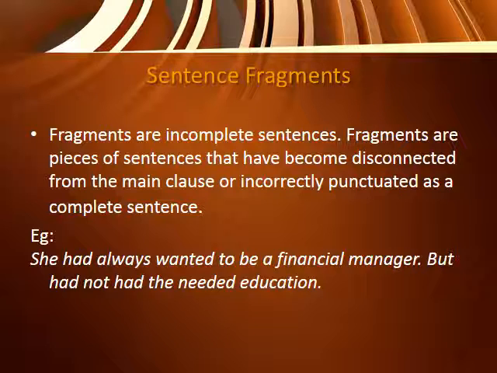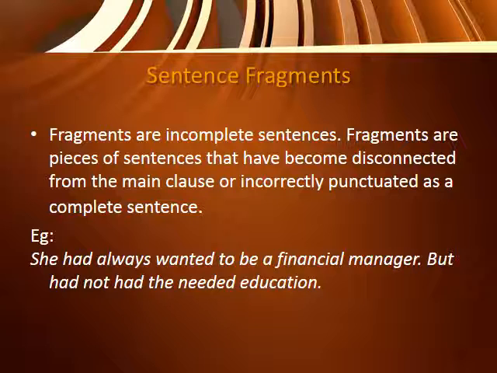A lot of times this is probably one of the most commonly seen errors when I am looking at students' work and critiquing them. As an example: she had always wanted to be a financial manager, but had not had the needed education. So you need to look at each one of your sentences when you write. You can't just write, and be done, and then send it. You have to go back and read and reread all of your sentences to make sure that all of your sentence structure is accurate. "She had always wanted to be a financial manager" is perfectly fine.